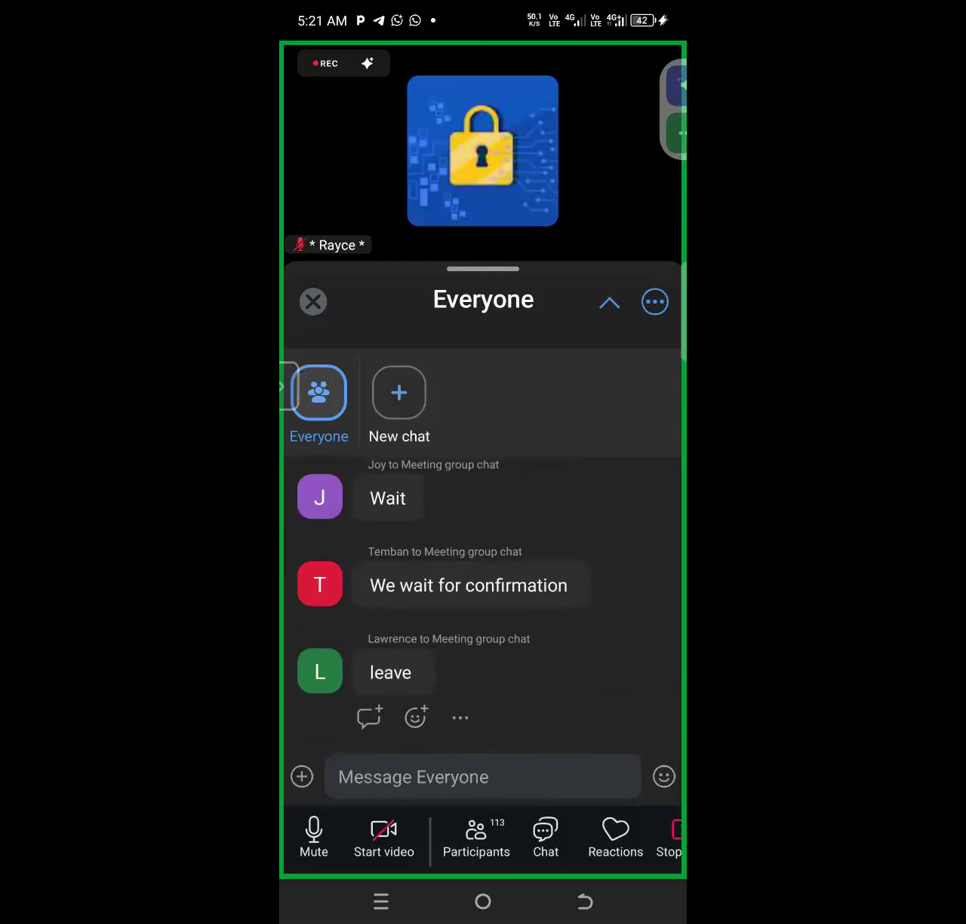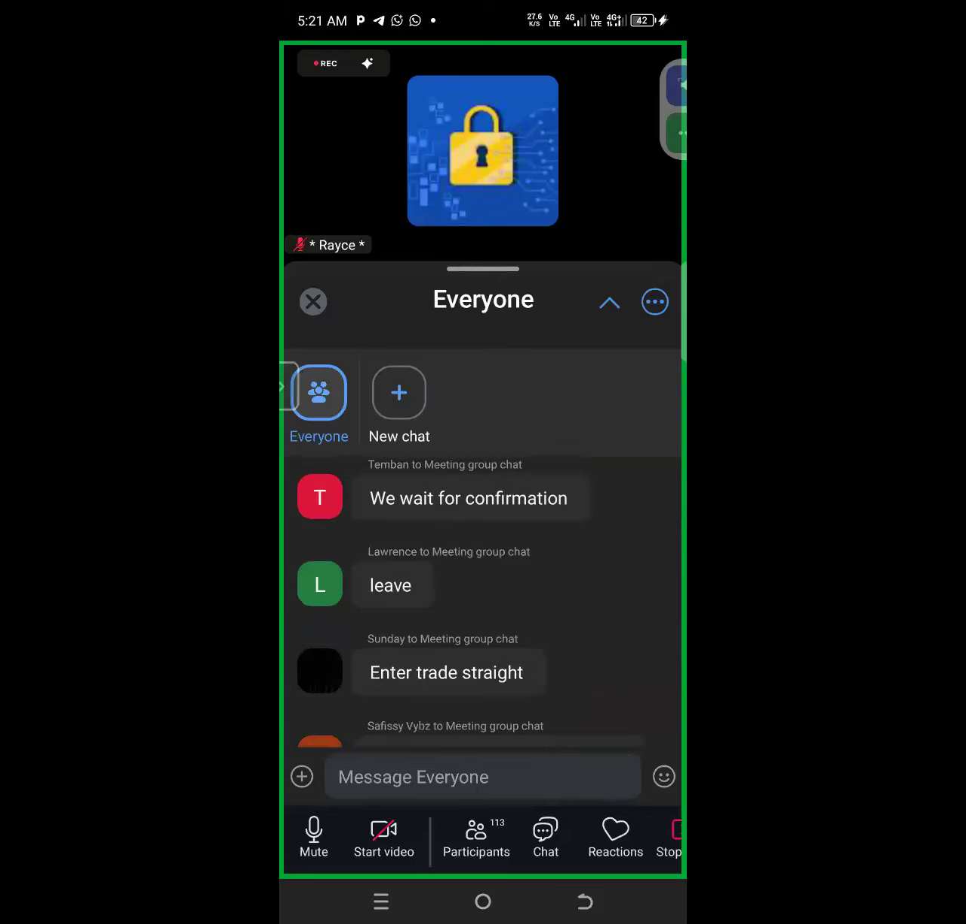Let me see. Someone is saying wait for confirmation, leave, enter trade. Drop your answers in the chat box. Let me know.